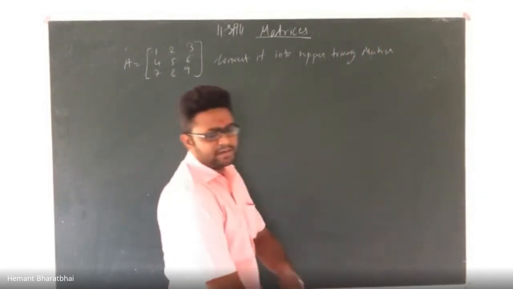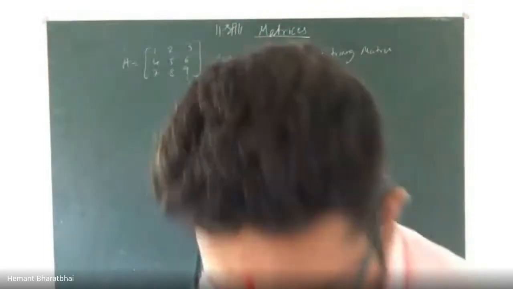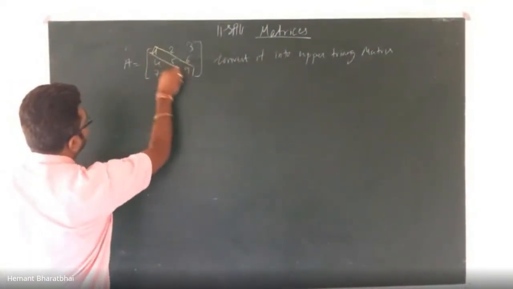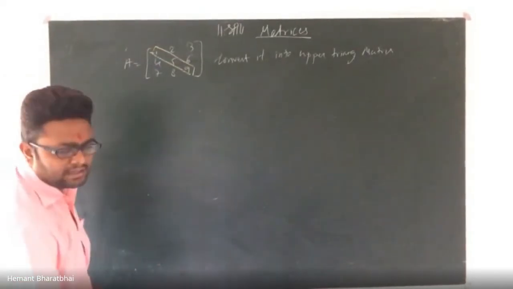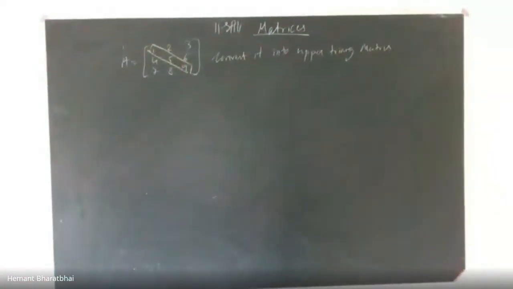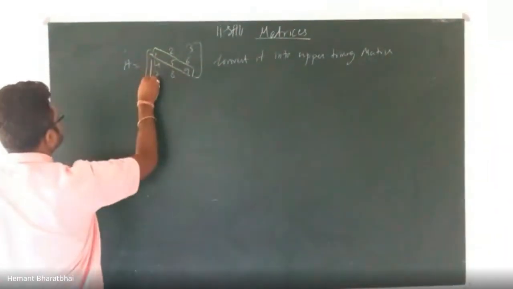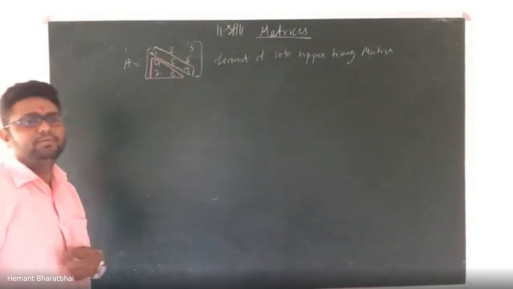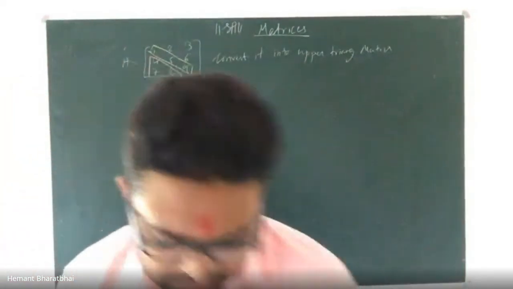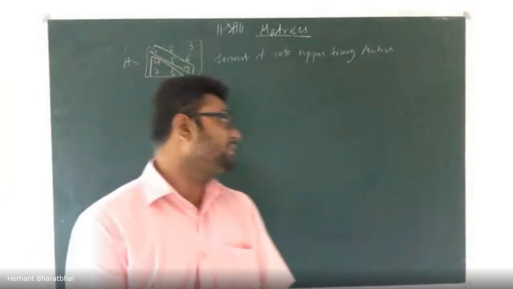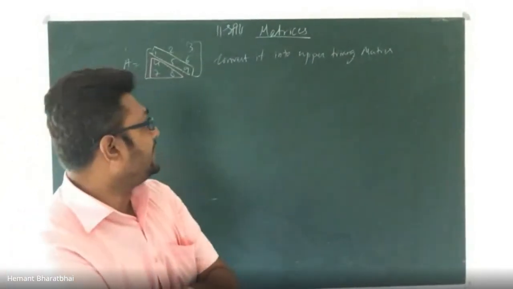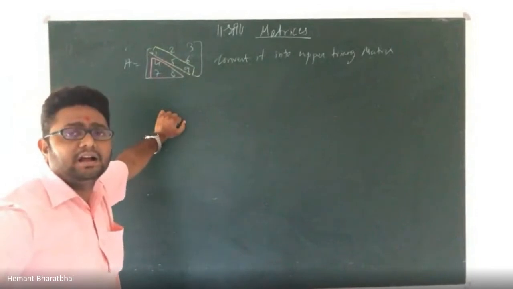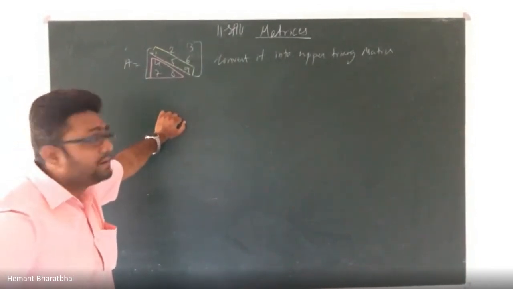Do you remember what is upper triangular matrix? This is our principal diagonal. Elements above principal diagonal are non-zero and elements below the principal diagonal are 0. So I will have to make these elements 4, 7 and 8 as 0. So when he's saying to us in the question to convert it into upper triangular matrix, what I need to do is make these elements 4, 7 and 8 as 0. Okay, so this is my aim.